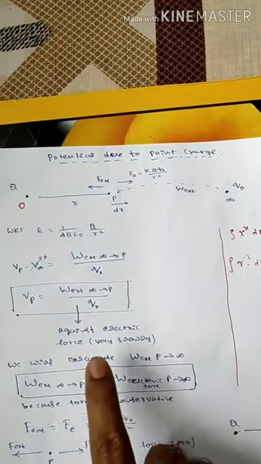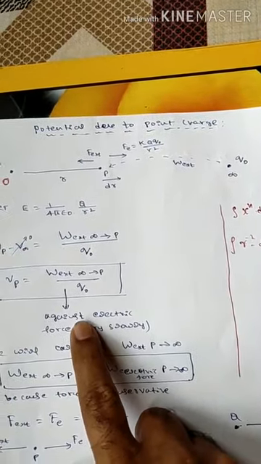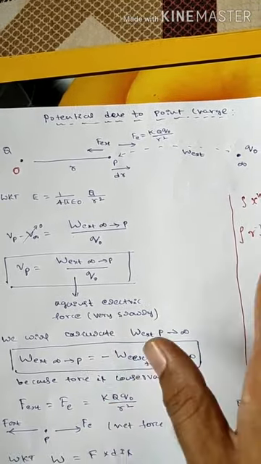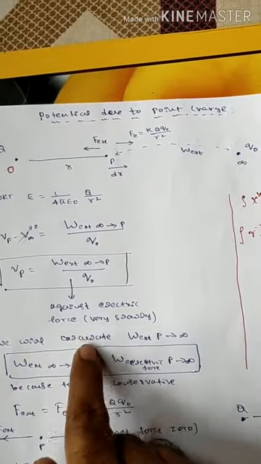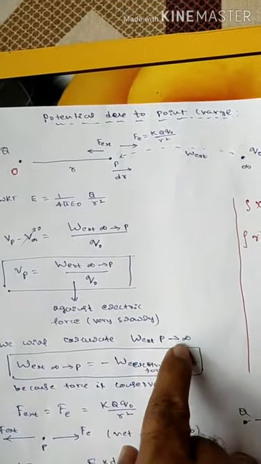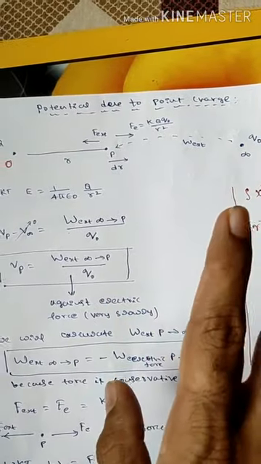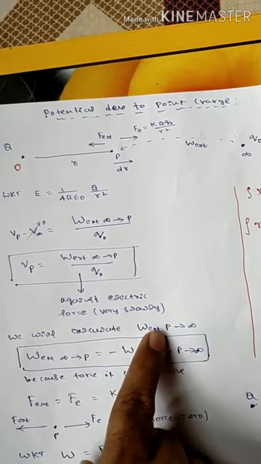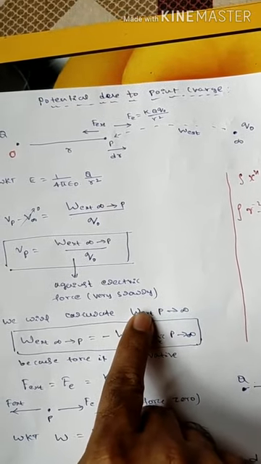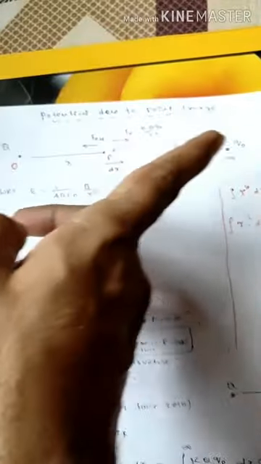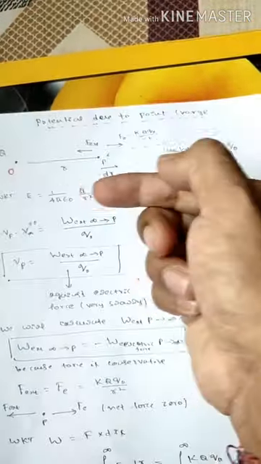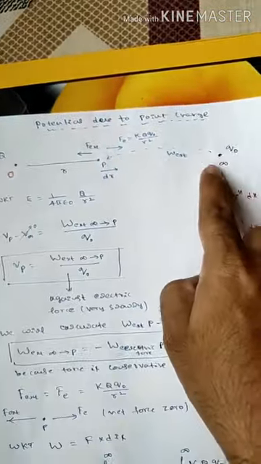Clear? Here the external force is always against the electric force, so the charge moves very slowly. Then we will calculate the work done by the external agent from P to infinity. It is confusing, correct? Work done by the electric force is when the charge moves like this, and work done by the external agent is when the charge moves in this direction.